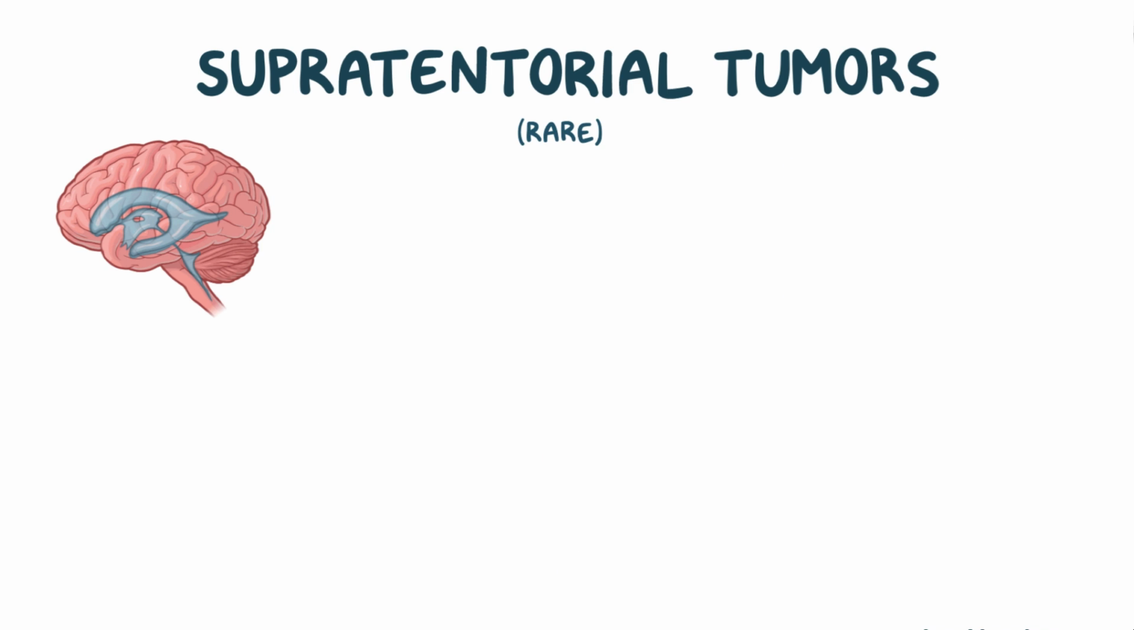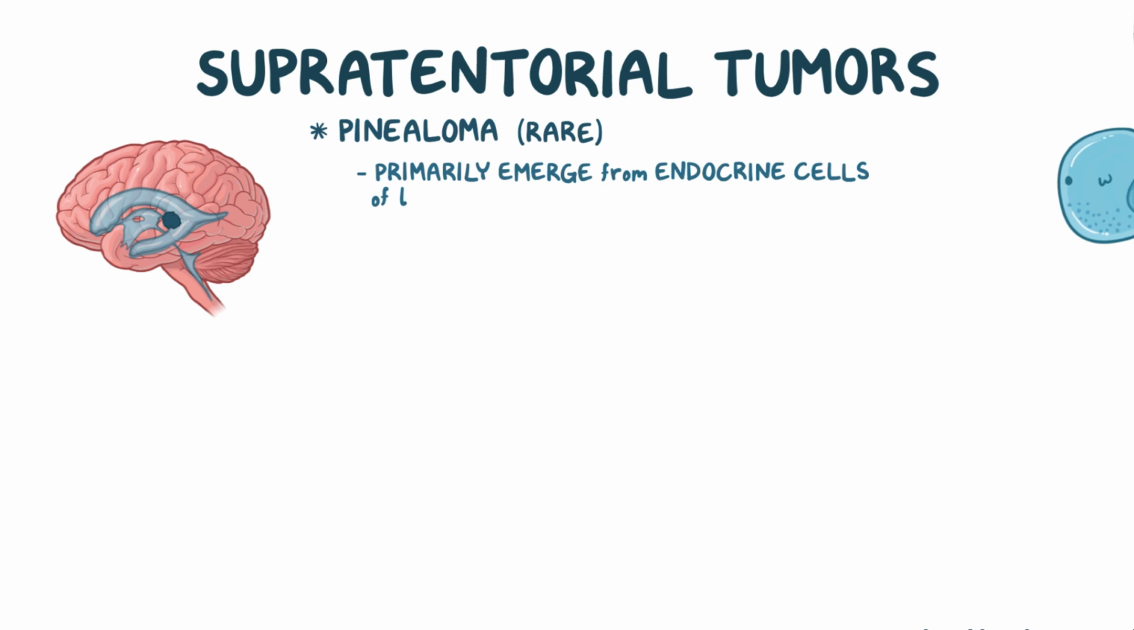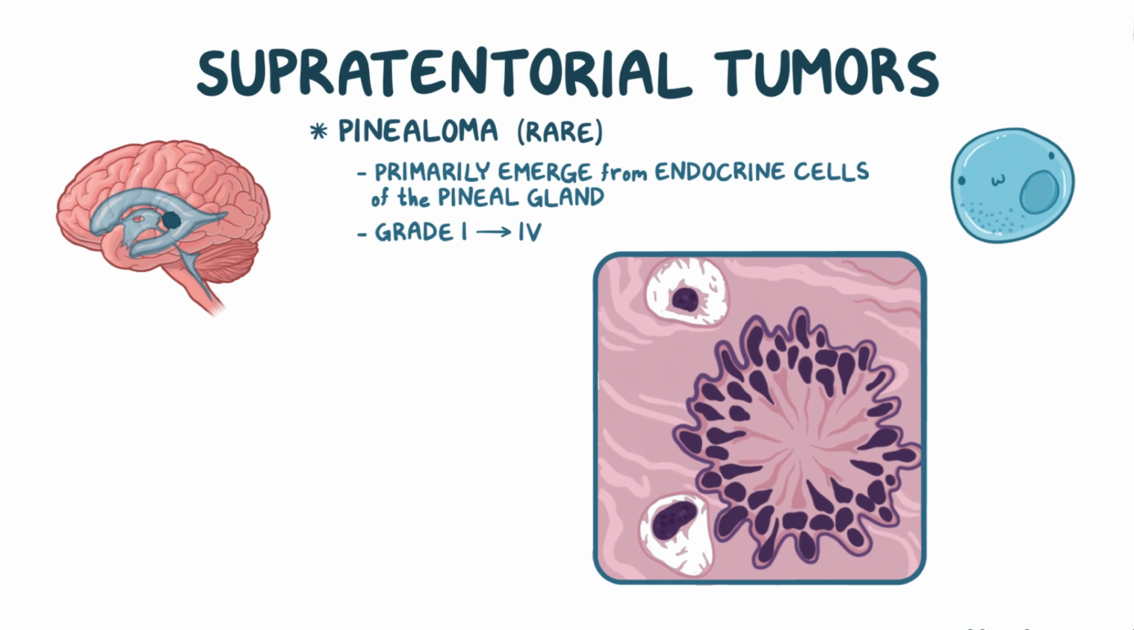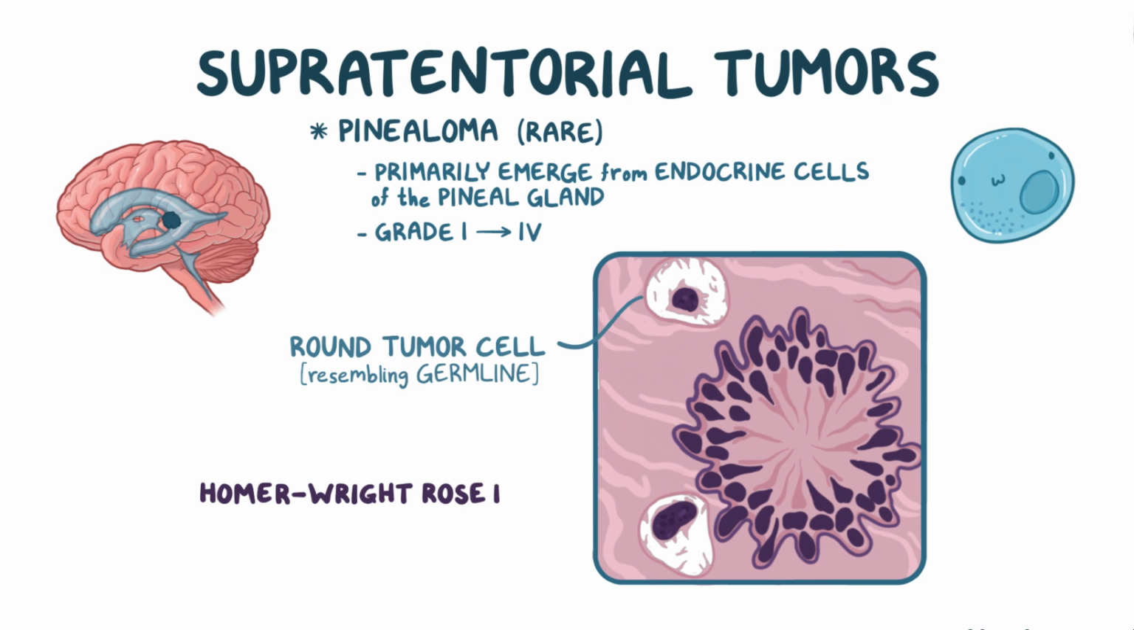A rare supratentorial pediatric tumor is a pinealoma, which forms in the region of the pineal gland. Pinealomas primarily emerge from the endocrine cells of the pineal gland, and they can be grade 1 through 4. Histologically, prominent features include large round tumor cells resembling germline tumors, or small cells forming Homer-Wright rosettes.